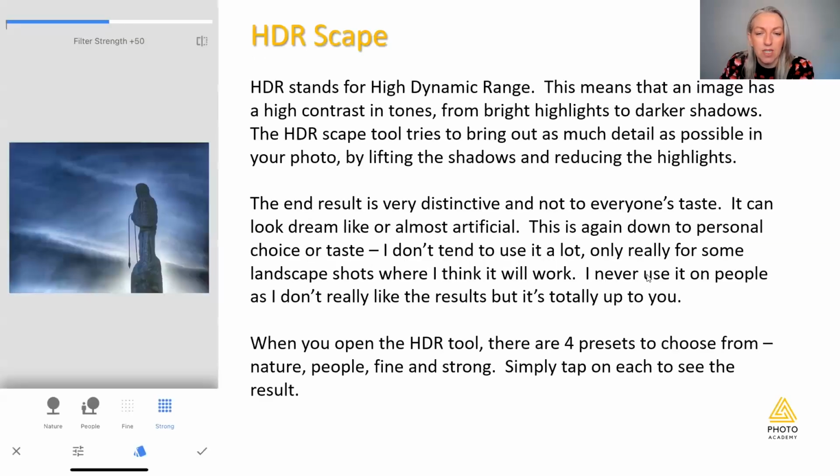HDR scape, I think we may have touched on this in one of the previous videos, but I'll very quickly mention it here. HDR stands for high dynamic range. It's useful for landscape shots, but be mindful that you don't want it to look artificial. So the end result, as I mentioned, is very distinctive, but it's not to everyone's taste. If you go in, you can tell the app a wee bit more information about what's in the photo. If it's nature or people, or if you want a strong and obvious application of the HDR tool, then you would tap this option. If you want a more fine result, tap this option.